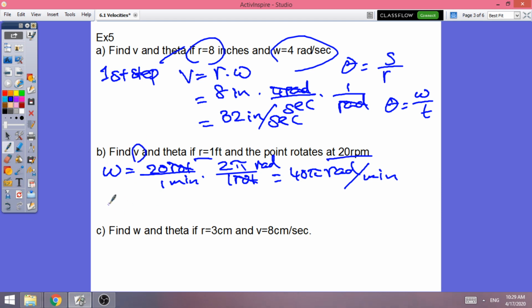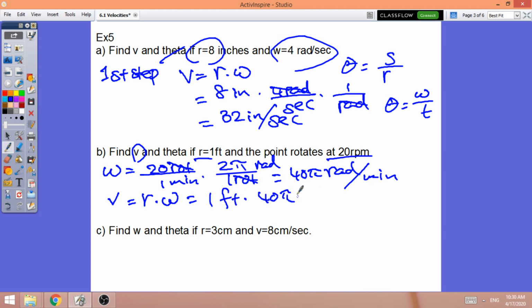So this one is just an angular velocity. We need to find v. So v equals r times w. So radius, we do have one foot. So 1 foot times 40 pi radian per minute. So eventually this one is going to be 40 pi feet per minute.